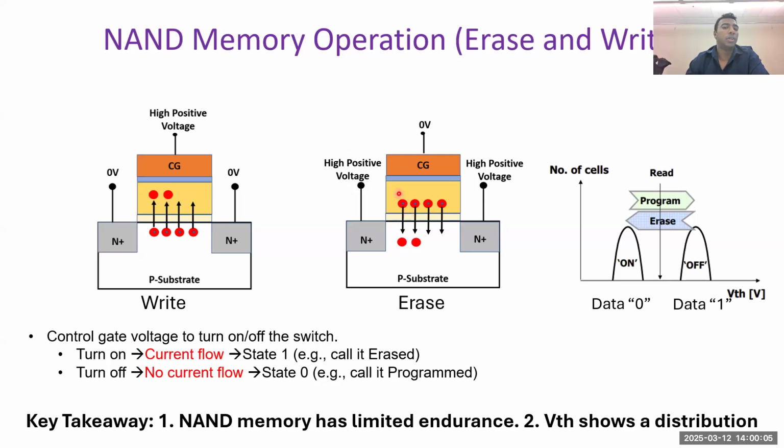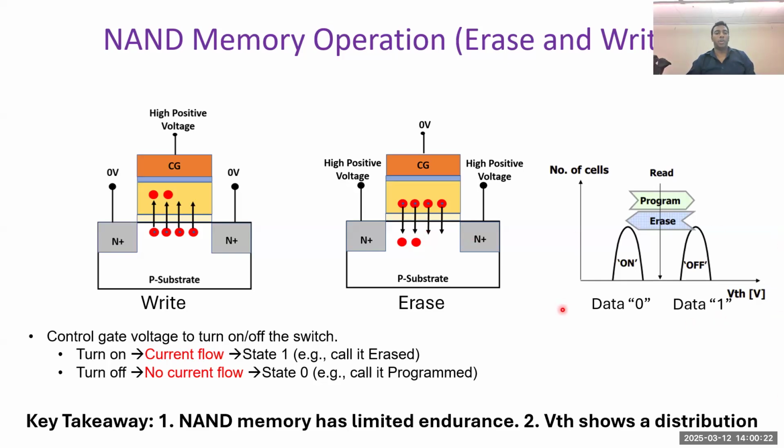For erasing, we have to do the opposite. We have to provide high positive voltage on the source and drain, and then 0 voltage on the gate. That will push all the stored electrons in this layer to the substrate. And that's how we erase it.